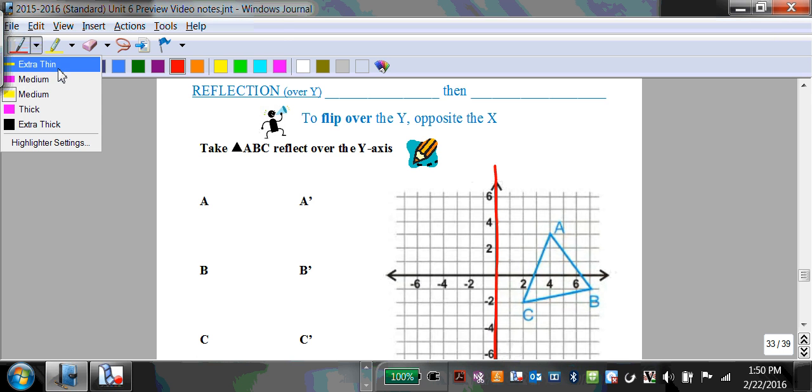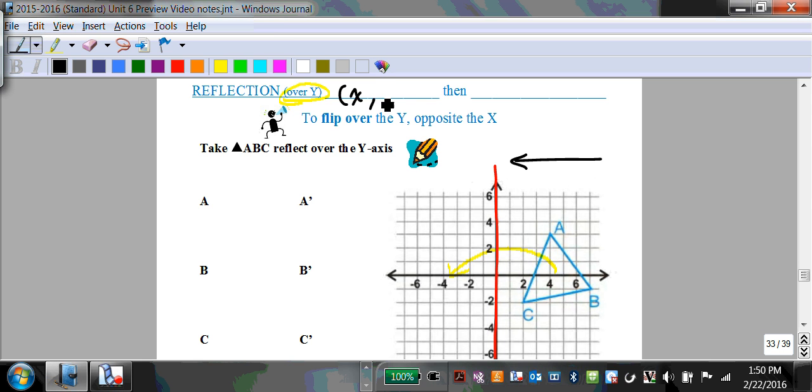Get in the habit of just predicting where your shape's going to go. If we're going to flip over the y-axis, technically we're going to go like that. Do you see it? Just draw. So we're going to end up somewhere over here. And if you look closely, the motion we're actually engaging in is a horizontal motion.